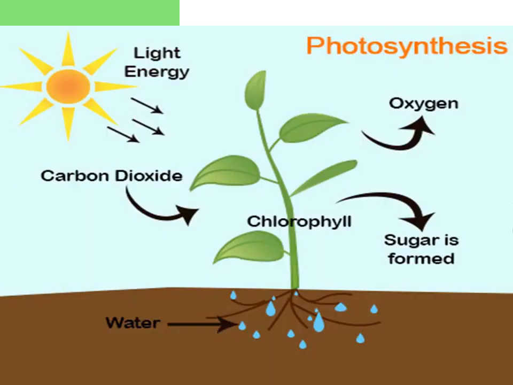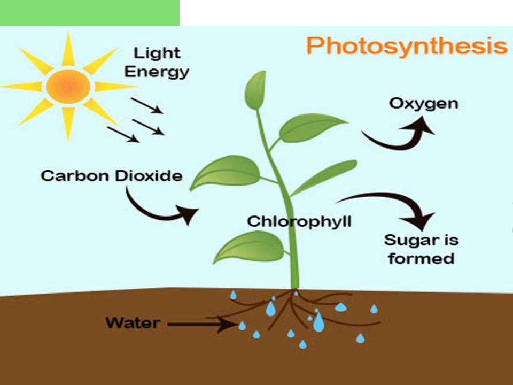You will understand this process with the help of this diagram very well. See here, there is a plant, and in the plant there is a green color pigment known as chlorophyll. Now you can see the light energy is coming from the sun, carbon dioxide is coming from the air, and water is coming from the soil. Through the roots it is passing on the stem, and through stem it goes to the leaves.